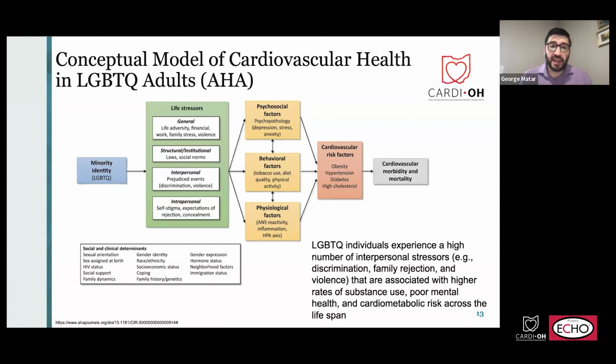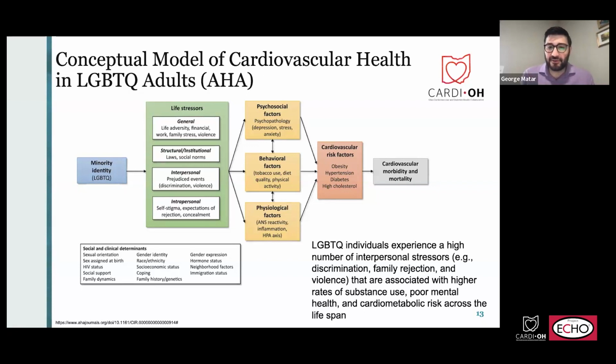Moving towards the right on this model, we also see psychosocial factors. So this would be depression, stress, anxiety that these patients face. In addition, as we previously mentioned on the last slide, there's increased tobacco use, poor diet quality, likely because of the financial stresses that these patients face, and lack of physical activity. Several studies have shown that the physical activity component is largely attributed to their inability to go out and about into their community and feel safe.